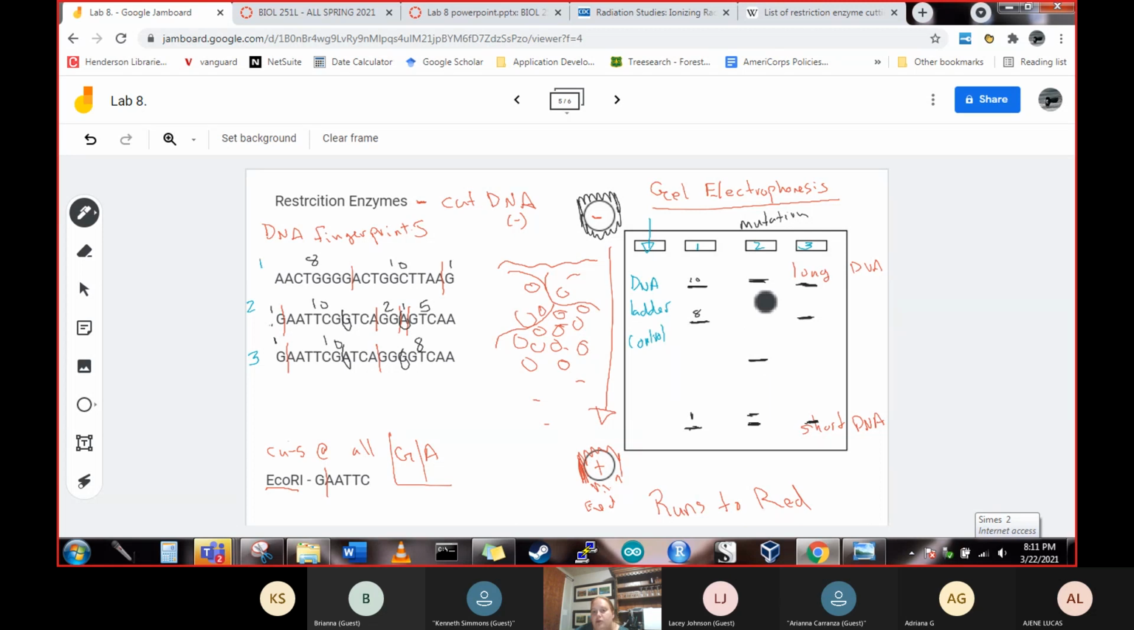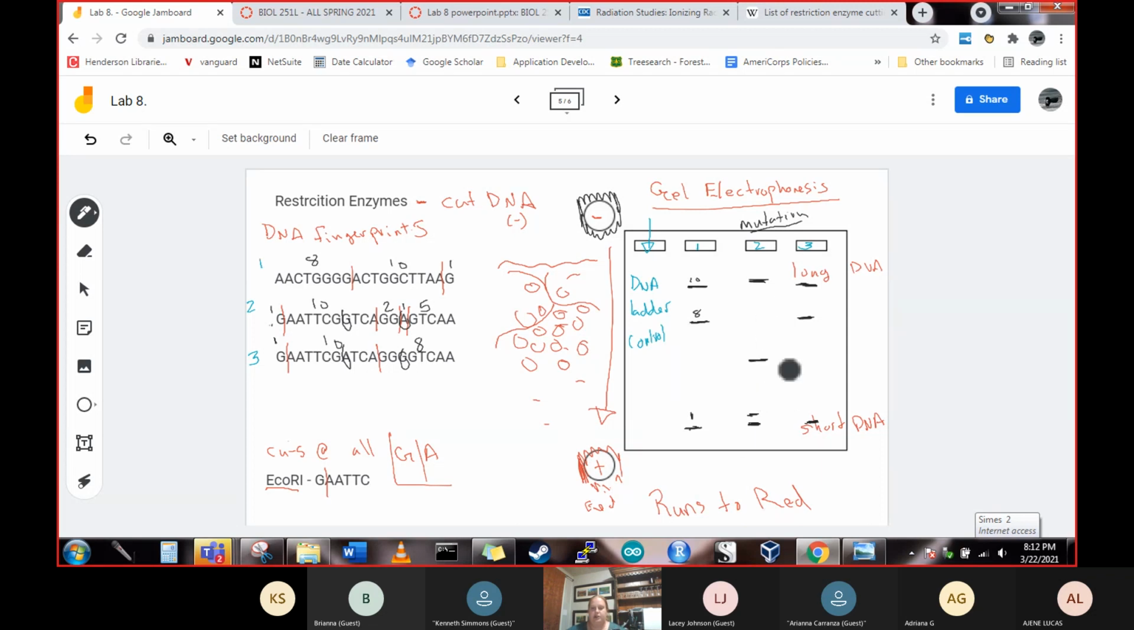So when you get mutations in your DNA, maybe caused by UV damage, or maybe developing antibiotic resistance, which can be done through mutation, just mismatching DNA, you can get completely new DNA fingerprints when you have mutations.